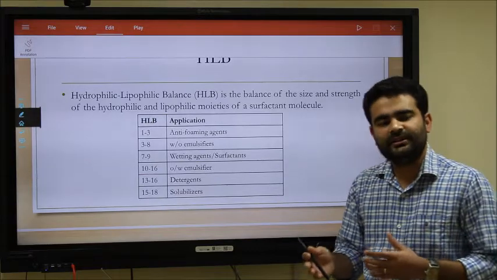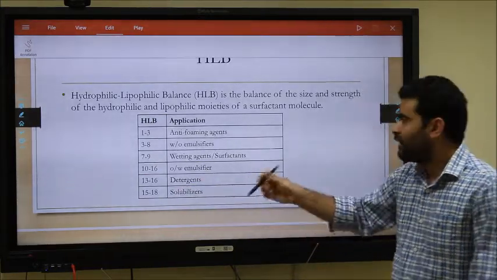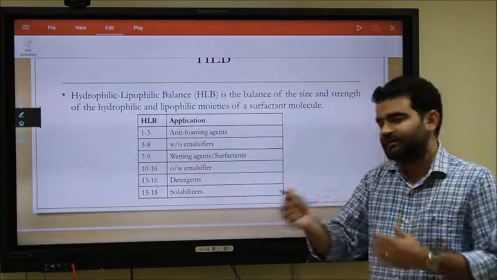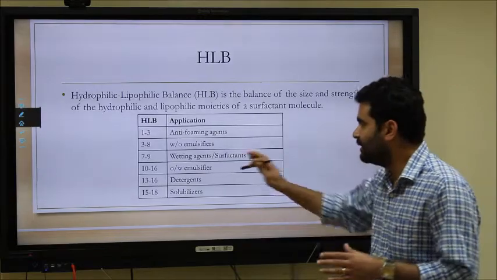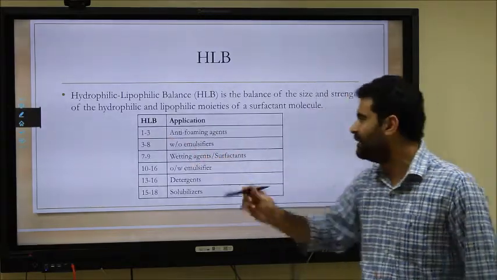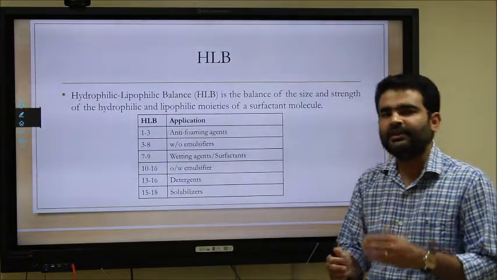The more the strength of these moieties, the higher will be the HLB scale value. So according to this scale value, the substances that come in the range of HLB scale 1 to 3 are anti-foaming agents, those agents which reduce the foaming.